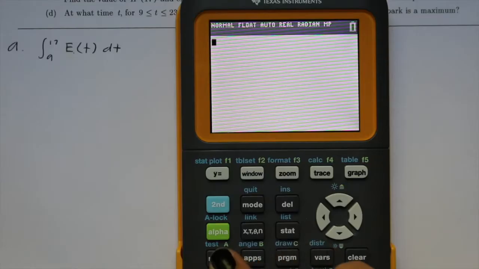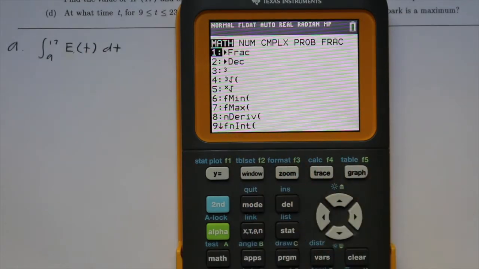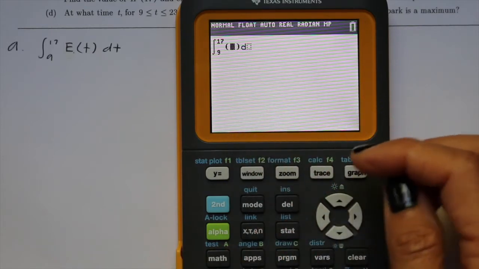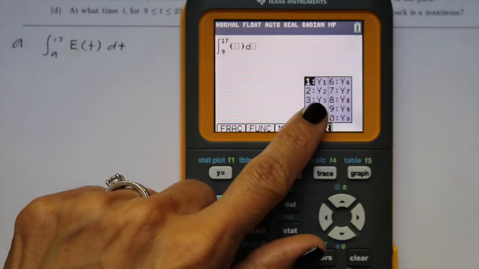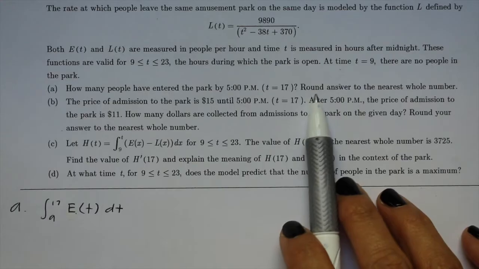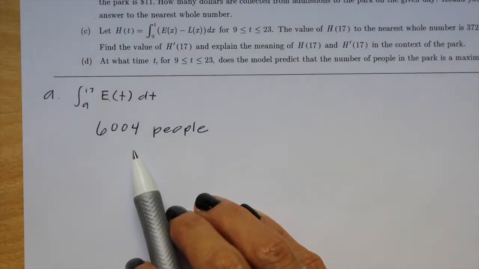So on our calculator, we're going to press math right here, and then we want 9 for the integral. So we type in 9 to 17, and we put E of t as our y1, so we'll call up that function. I'm going to use alpha trace, and right here's our y1. So you get 6004.270, and the problem says to round your answer to the nearest whole number. So we get 6,004 people.